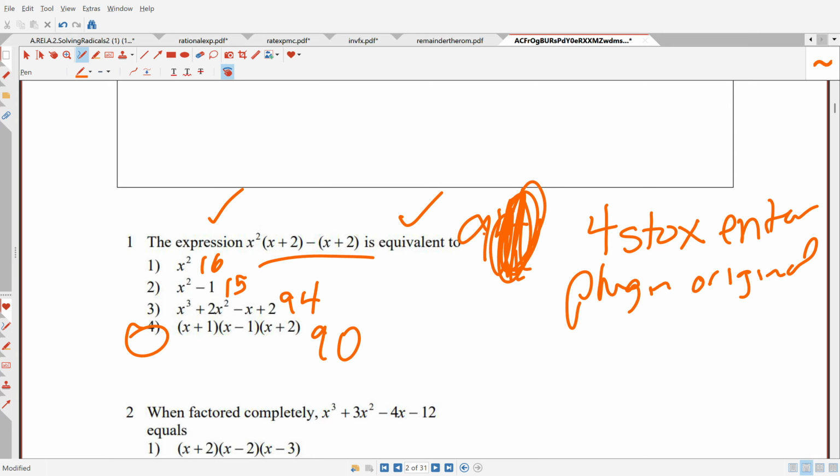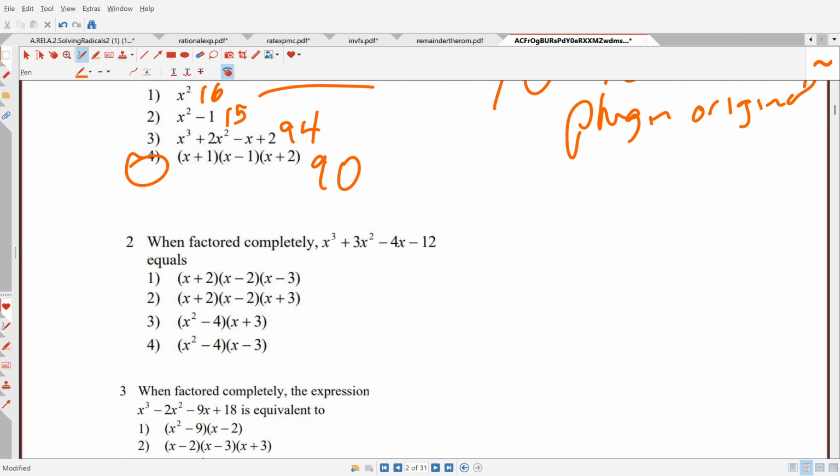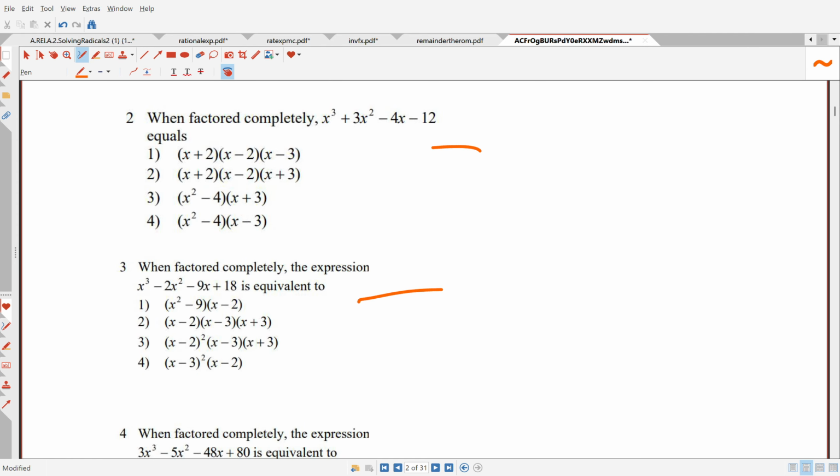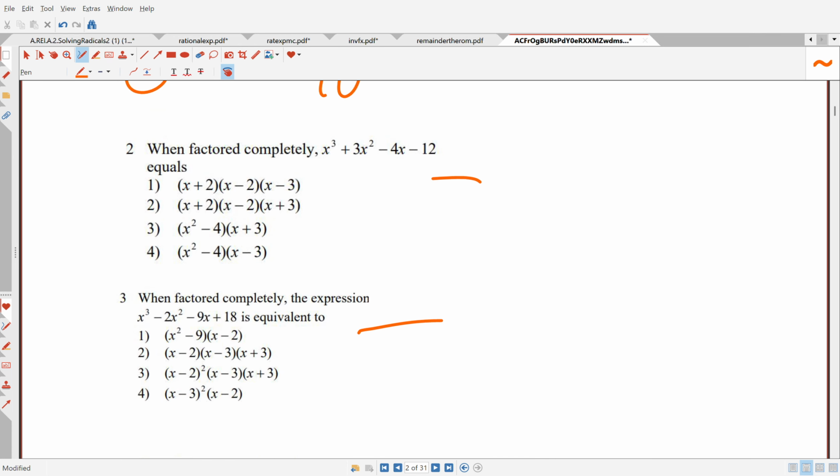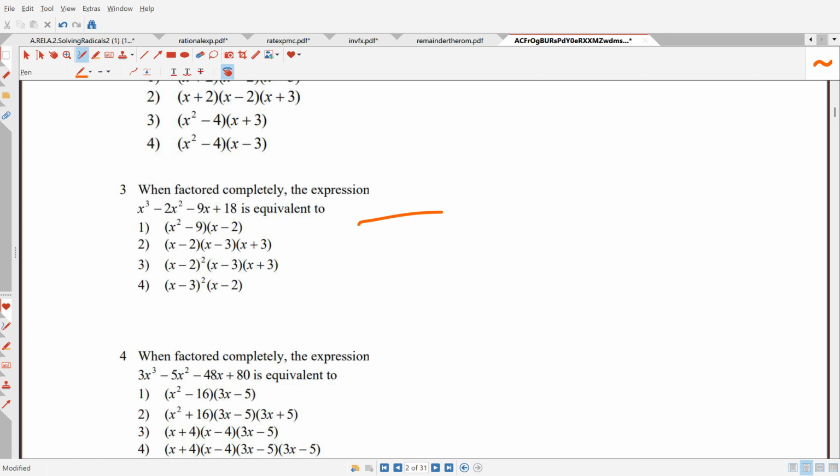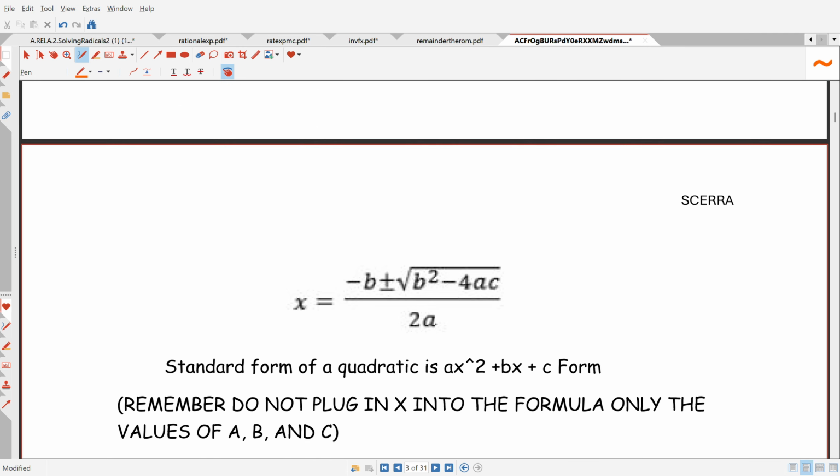All right, now, let me fix this. Do you need more of these? Whenever it says expression equivalent to or simplify, so you see here it says factor completely. You're probably going to get these, but just do 4 store X and plug them in. So I'm not going to check any more of those. These are all 4 stores X.